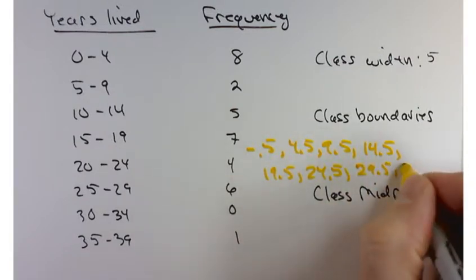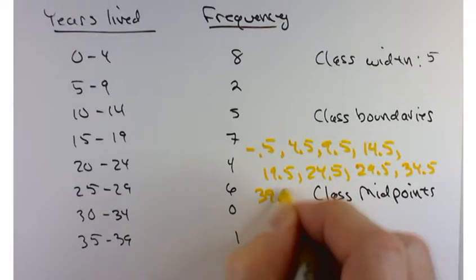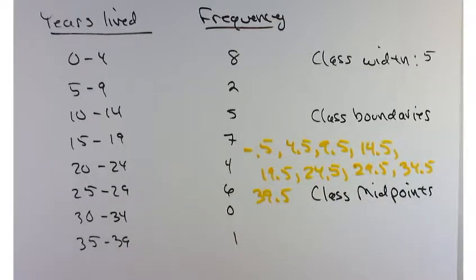29.5, 34.5, and one last one of 39.5. So those would be your class boundaries. Those are what really divides one class from the next.